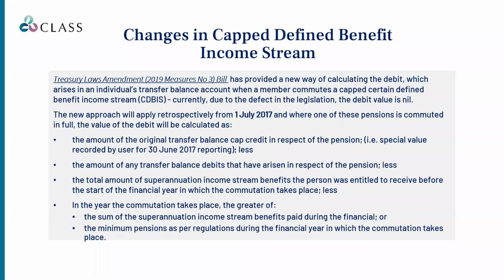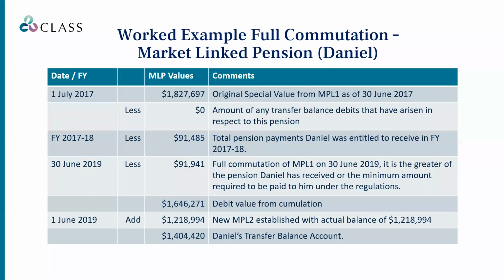The example they've given was, for example, family law settlements, less any income stream payments that have been made to the members from previous years. In the year it's doing the commutation, you need to take away the greater of the actual payments made during that financial year or the minimum pension amount. So here's an example of how the new debit value is calculated. This is an example from the explanatory memorandum.